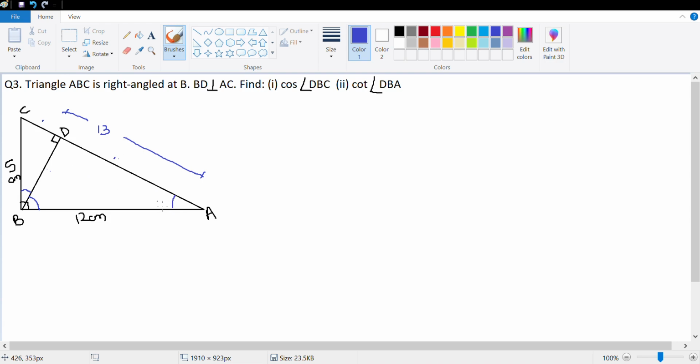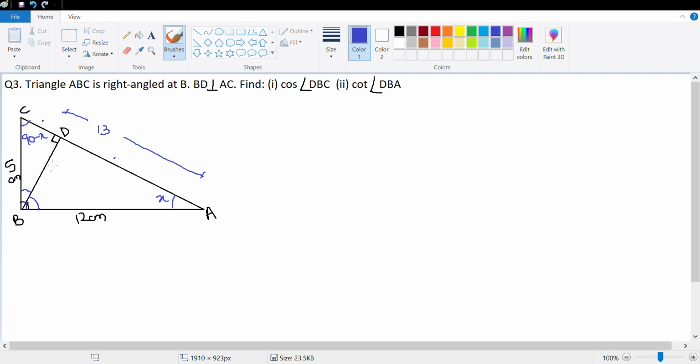So let this angle be X. So I'm looking at the big triangle ABC. If this is X and this is 90, which means this angle is 90 minus X, because the sum of three angles will be 180 degree.